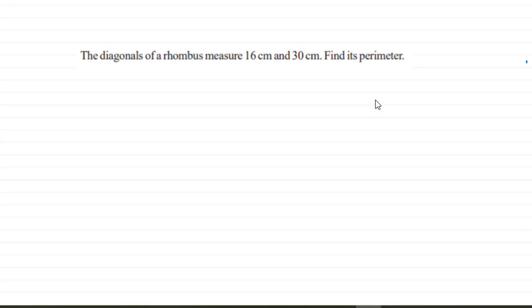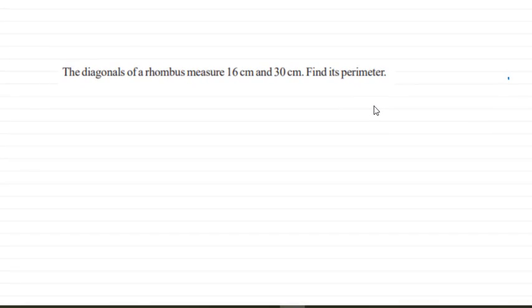First you should know what a rhombus is. A rhombus is a four-sided figure in which all four sides will be equal. Here it is not necessary that each angle will be 90 degrees. It can be 90 degrees or it can't be. If it is 90 degrees, then it will become a square.